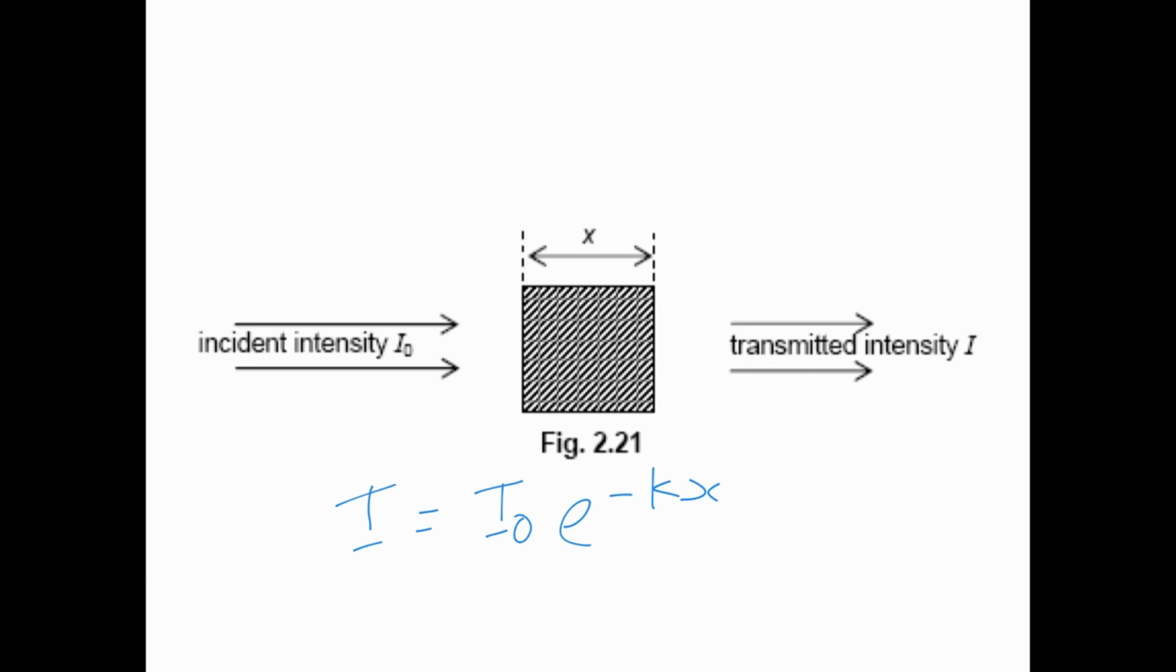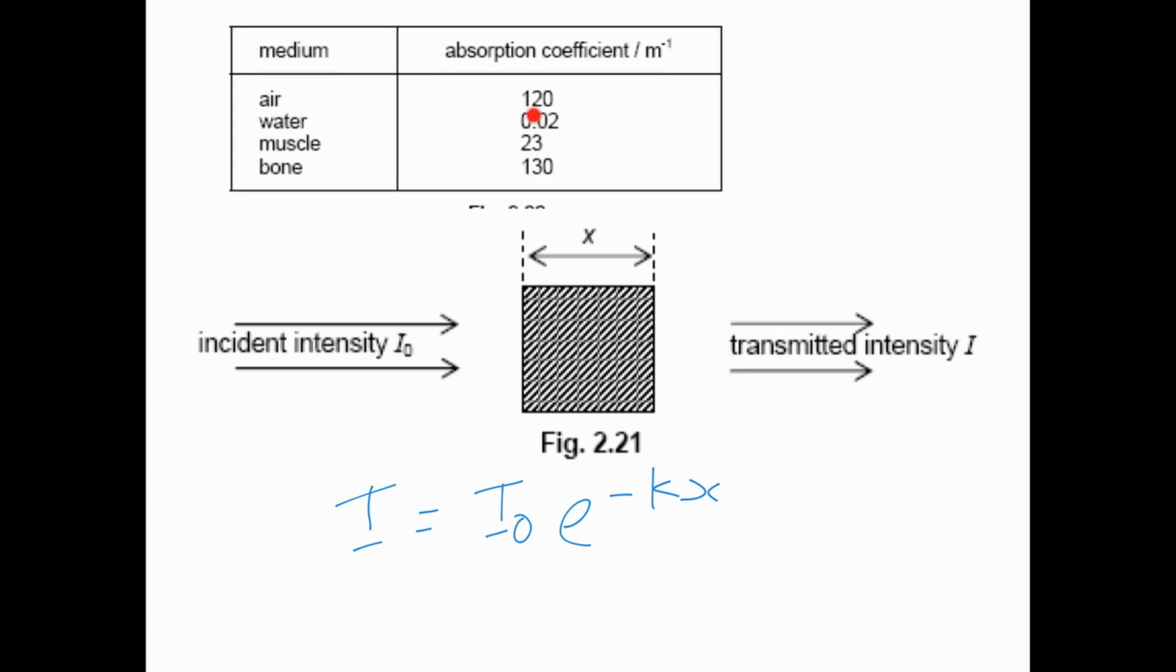The absorption coefficient is similar to the linear attenuation coefficient or linear absorption coefficient in X-rays. Remember when we studied attenuation of X-rays, we also used a formula similar to this, but we used mu, right? So now we use K. The K here is just called the absorption coefficient. So the higher the K, the more is absorbed or the less is absorbed? The more is absorbed.